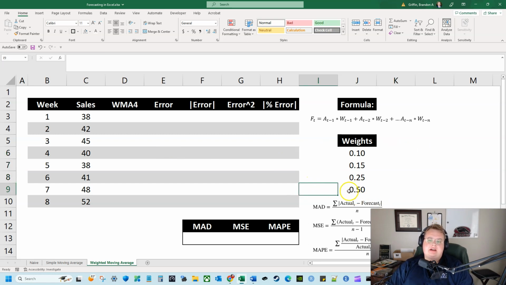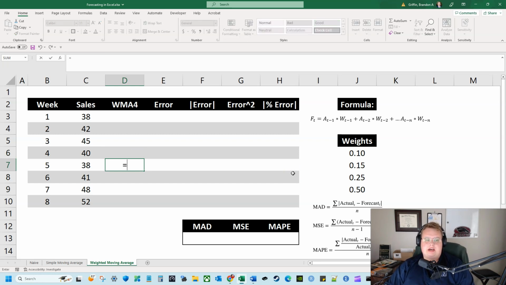But what happens here is the week that just happened gets 50% of the weight in calculating your forecast. The week before that, so the second week, gets 25%. The third week gets 15%, and the fourth week gets 10%. So you're using the last 4 weeks to calculate your forecast. There are a couple different ways to do this, but we need 4 weeks' worth of data. So here I'm going to go to week 5, so we can use all 4 prior weeks.